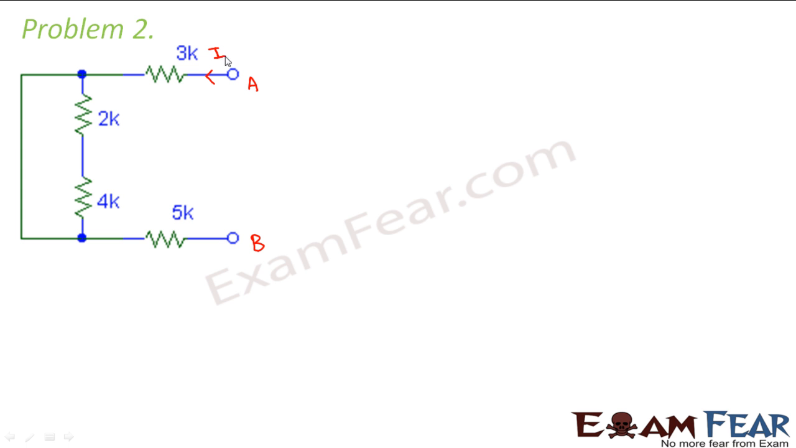Let us say some current I flows through this terminal A. So where will this current I go? Once it reaches this point, it has two possibilities. Either it can go this way or it can go this way. So which one do you think the current will follow? If it goes this way, there is no resistance. If it goes this way, it has to cross two resistances.